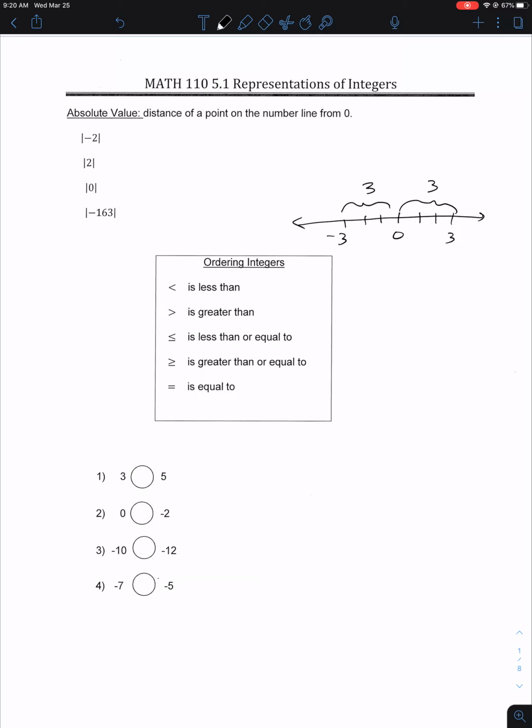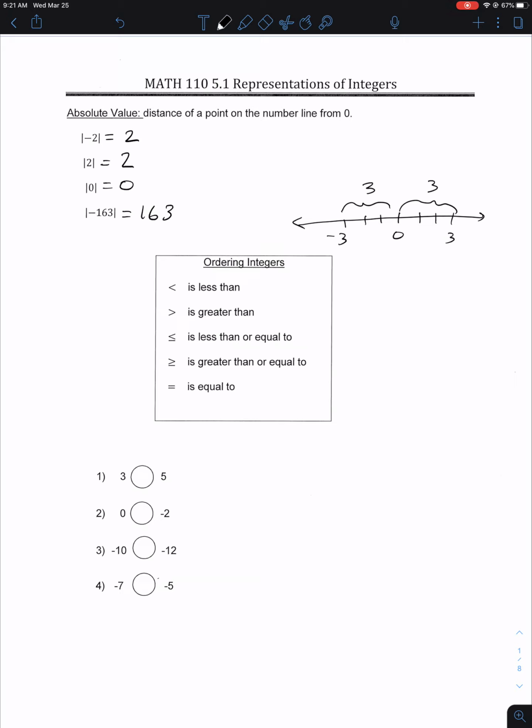So it's always going to give us the positive value. How far is -2 away from 0? It's still just 2 units, because again we want to think of it as a positive. How far is positive 2 away from 0? Same thing, it's just 2 units away. How far is 0 away from 0? Well, 0 is on 0, so there's no distance. It's just plain old 0. And not that we can easily draw it, but how far away is negative 163 from 0? It's going to be 163 units.